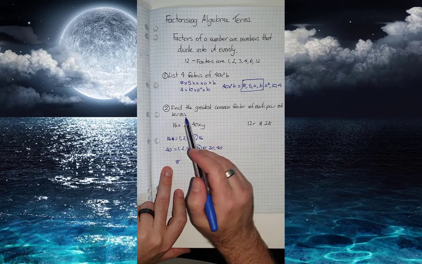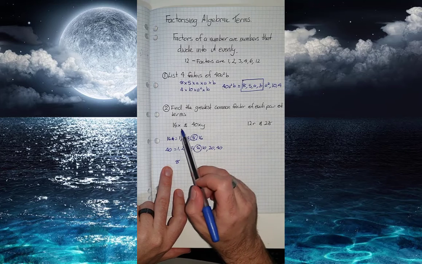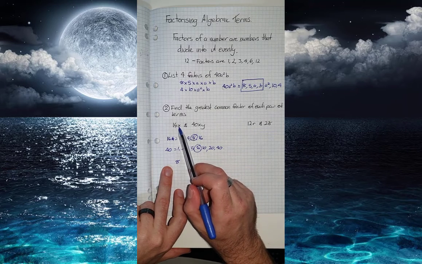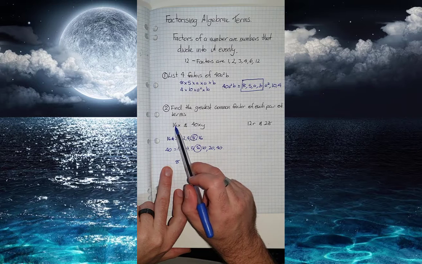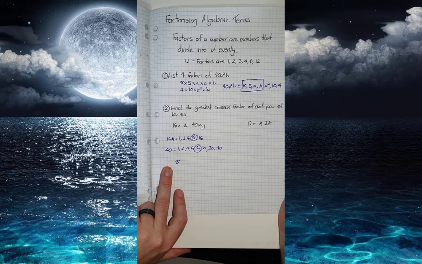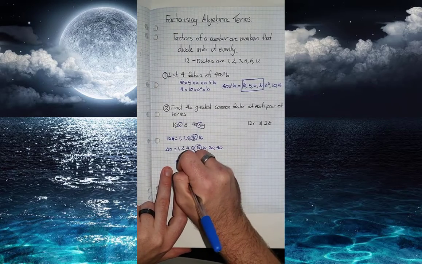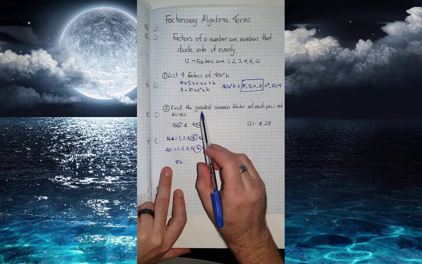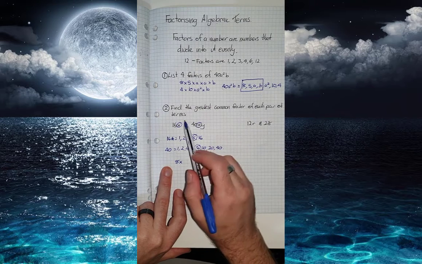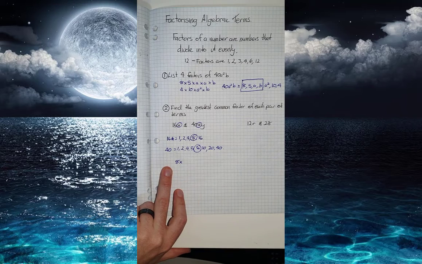We haven't finished yet. We've still got to deal with the pronumerals, which are a lot easier. You've got to ask yourself, what is the common pronumeral between 16x and 40xy? That's easy. The x's are common. So my greatest common factor of these 2 terms is 8x.